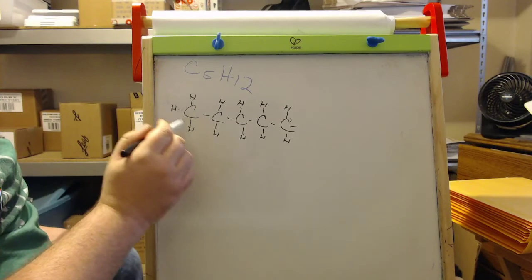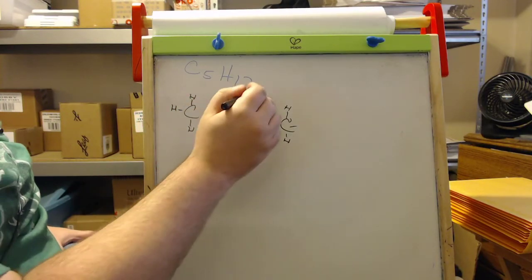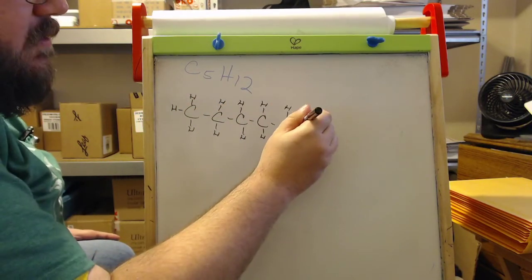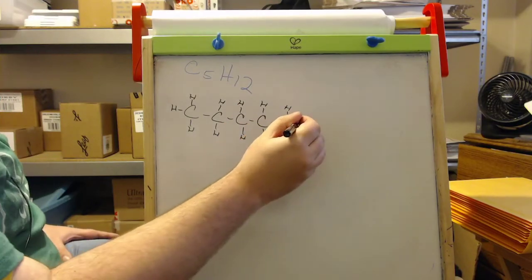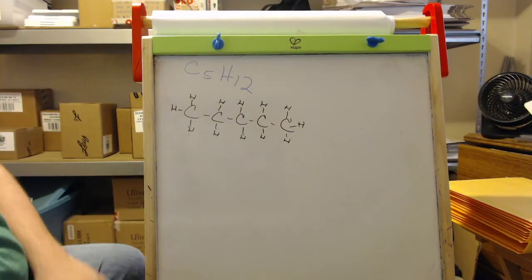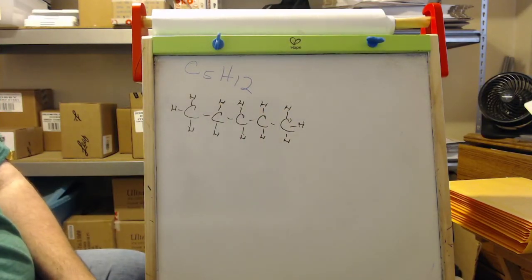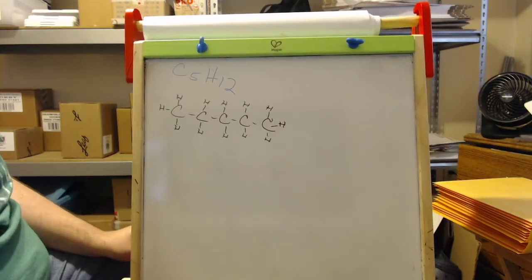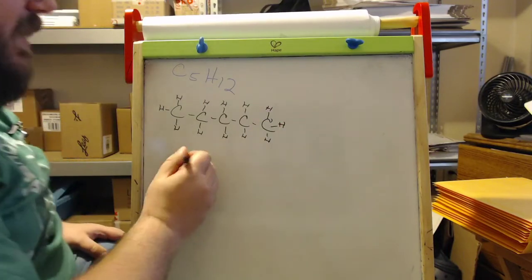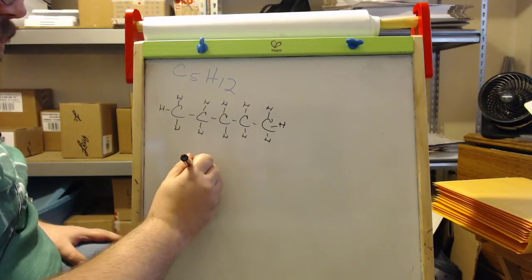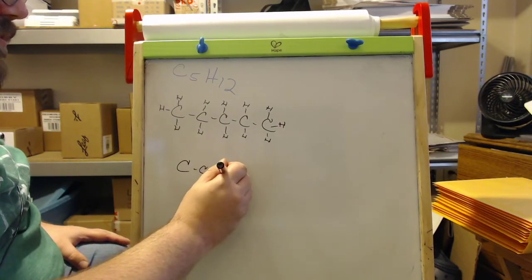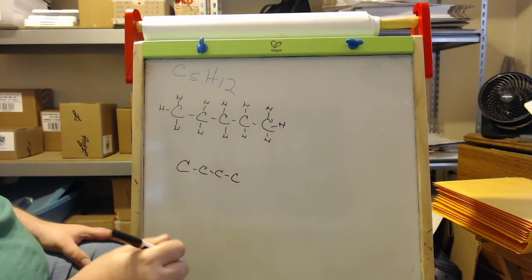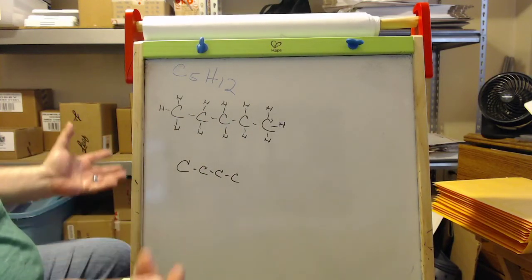So, I've got 12 hydrogens and 5 carbons, and there's structure number 1. Now, I'm going to take a carbon off, and I'm going to draw out my next structure. I'm going to start with 4, and see how we do there. 1, 2, 3, 4. Now, I need my 5th carbon.